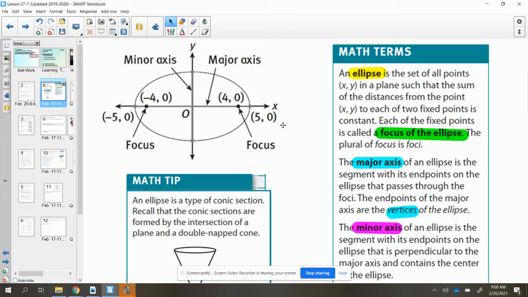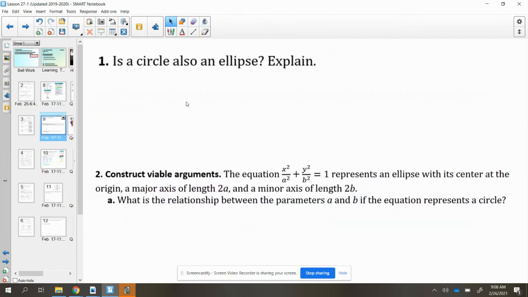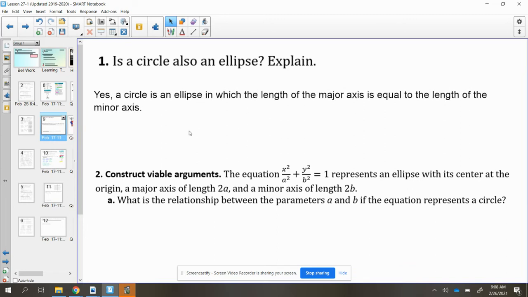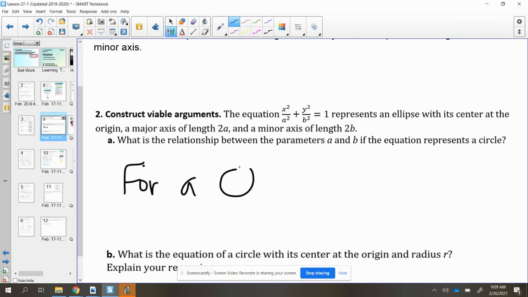Okay. Now, connecting this to some of the information we've already talked about, is a circle an ellipse? Well, the answer here is yes. Officially, a circle is an ellipse in which the length of the major axis is equal to the length of the minor axis. So officially, we can write a circle in the form of an ellipse. What that means is that A and B would have to be equal to each other. So for a circle, A is going to equal B, these two parameters here. And again, the length of the major axis and the length of the minor axis would have to be the exact same.